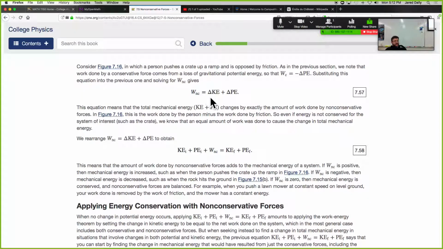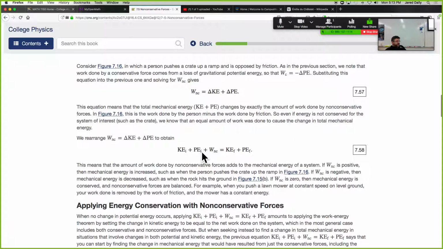And then you can actually solve this by splitting up your changes in kinetic and changes in potential into initials and finals, putting them on either sides of the equation. And you get this: your initial kinetic plus your initial potential plus all of the non-conservative work on the left side of the equation has to equal your final kinetic energy plus your final potential energy. And what this means is that you start off with some energy in your movement, some energy in your speed. You start off with some energy in your height or in your springs or whatever else. And then some of this energy is removed by friction eventually. And when that energy is removed by friction, you're left with this.